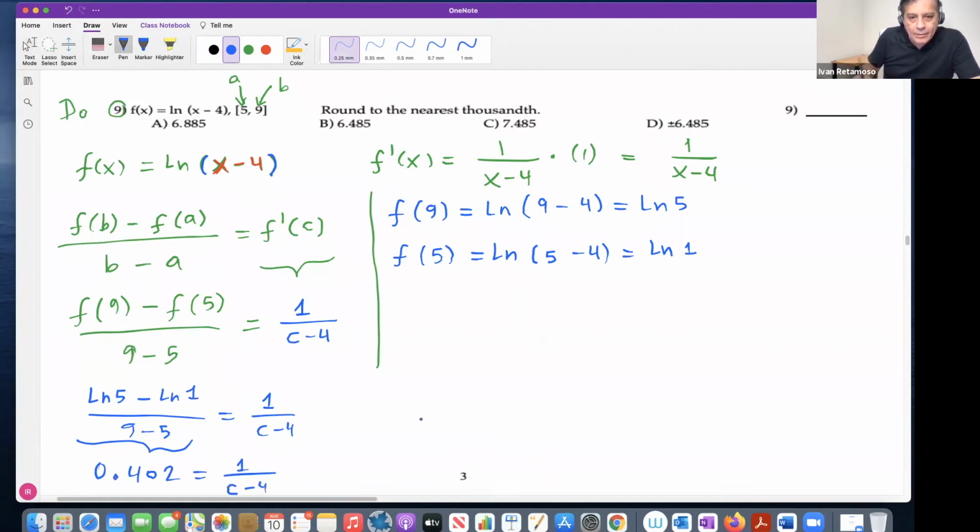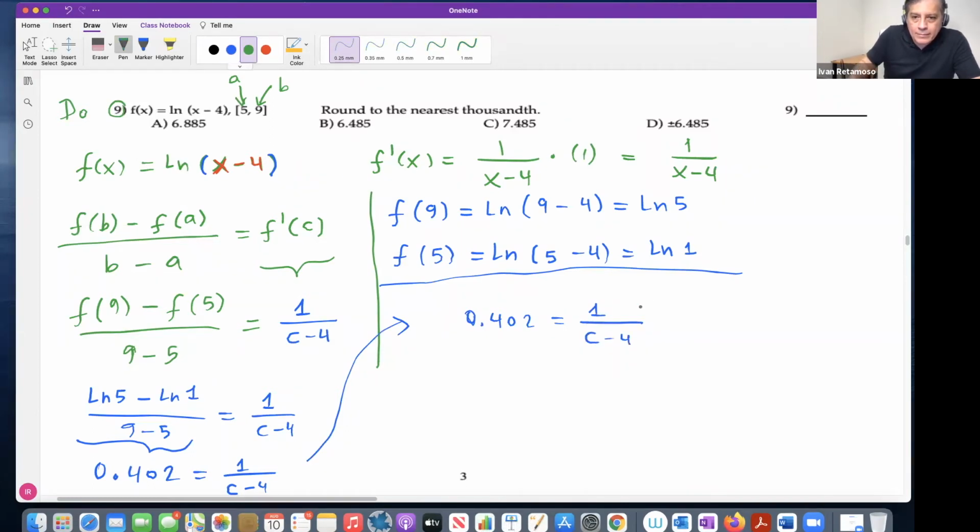Next step, we're going to multiply the left side of this equation and the right side of this equation by the denominator. This times c minus 4, this times c minus 4, right? Very good. So that these two guys will cancel. This will be just 1. And on the left side, I have to distribute this multiplication over this difference. I will get 0.402c minus 4 times this.